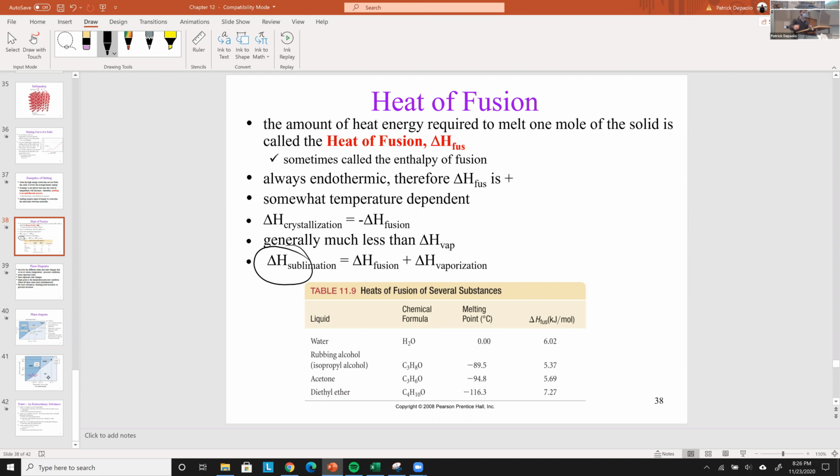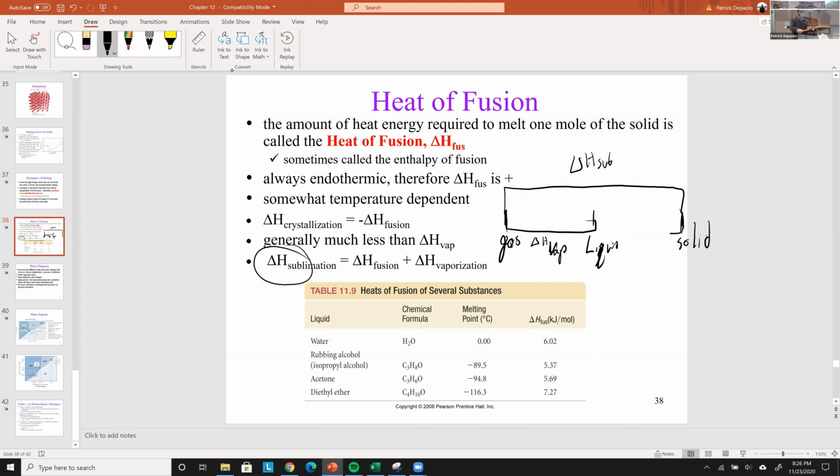So you're getting into two steps. I'll draw that so you can understand. You have gas, liquid, solid. Gas to solid is delta H sub. Liquid to gas is delta H vap. Then delta H sub minus the vaporization equals delta H fusion.